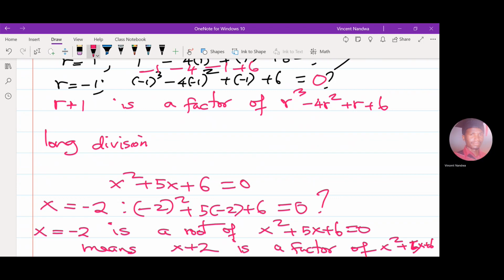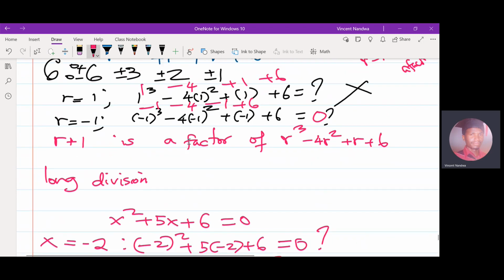And you can confirm that: it is just x plus 2 times x plus 3, you get that quadratic. So once you confirm that a given value of x is a solution to a given equation involving x, when you take that value to the left-hand side, you get a linear expression that is a factor of the polynomial expression on the left-hand side. So that's what we are doing here. That's where the r plus 1 is coming from.